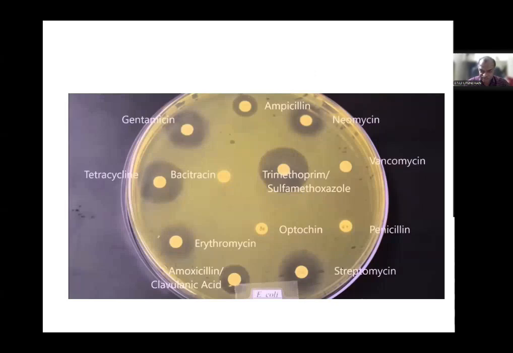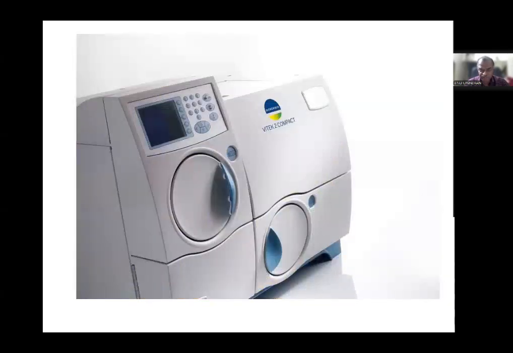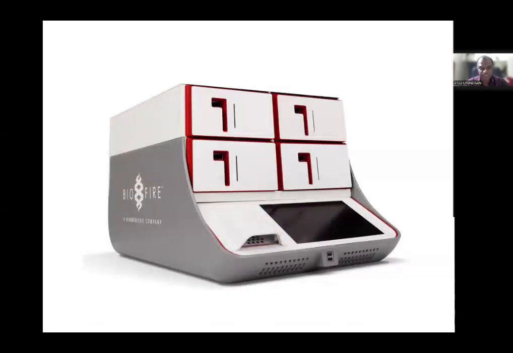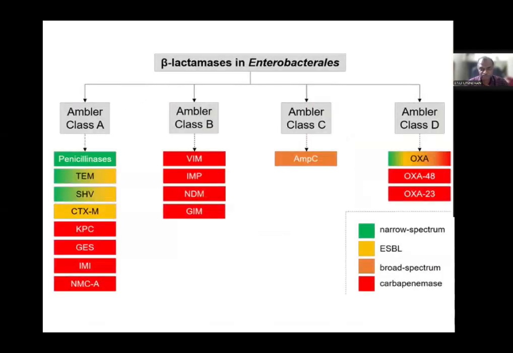First, we have been using the disc diffusion method or the Kirby-Bauer method, which is the gold standard. Then we went into Vitek where early growth can be detected. Then we have QIAGEN now, and we have the BioFire now. So we are looking at it from a genetic point of view.